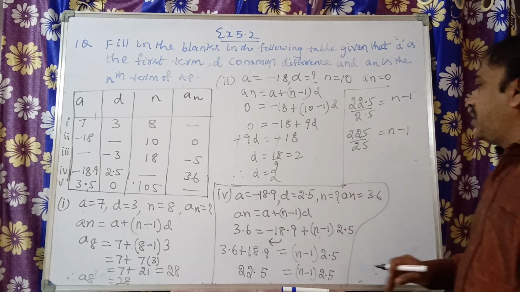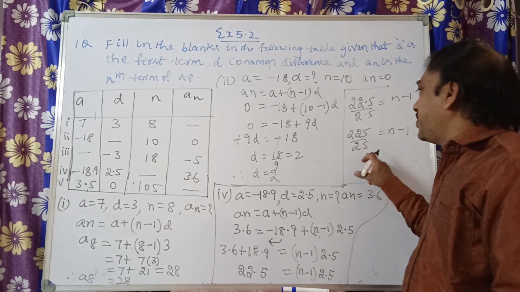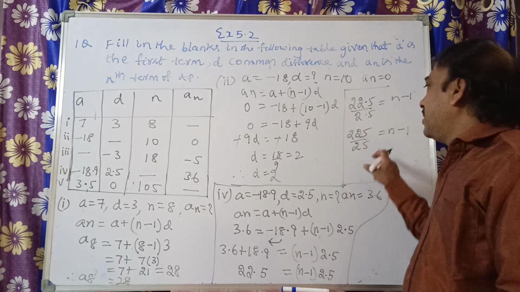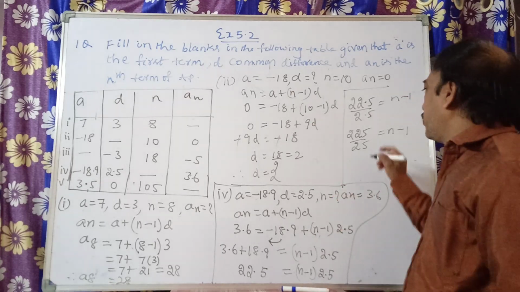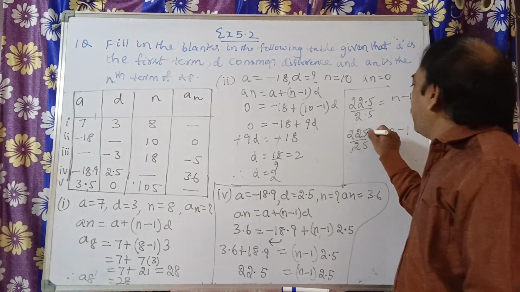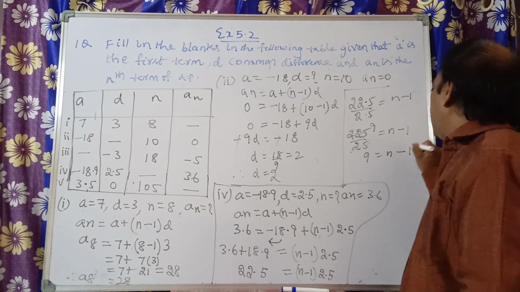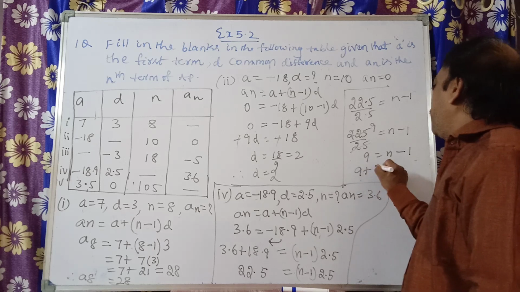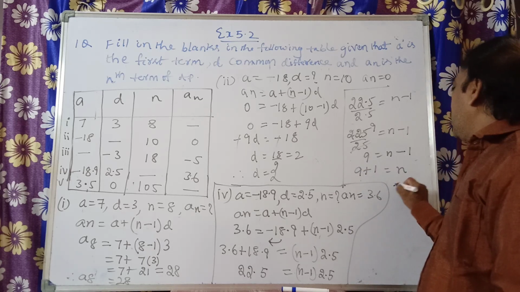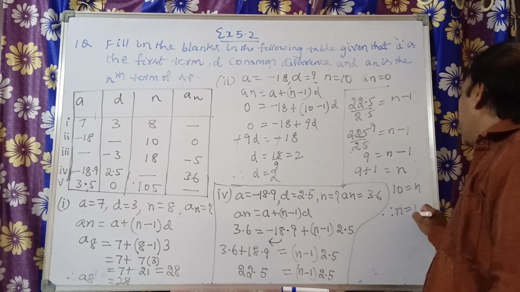Now 25 table, how many times do you get? 9 5s are 45, 9 2s are 18, 18 plus 4 is 22. So 25 into 9 is 225. So 9 is equal to n minus 1. Now transpose this 1 to this side. N is equal to 9 plus 1, which is equal to 10. Therefore n is equal to 10.